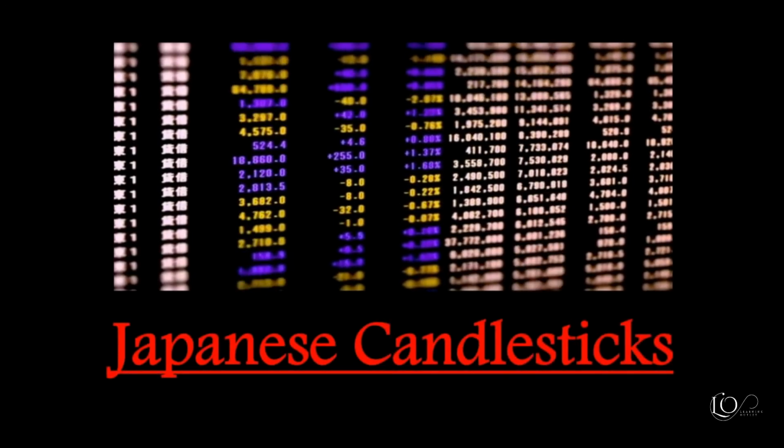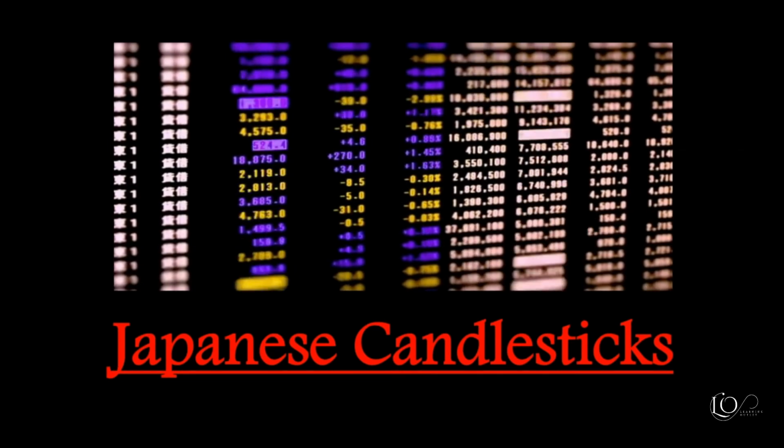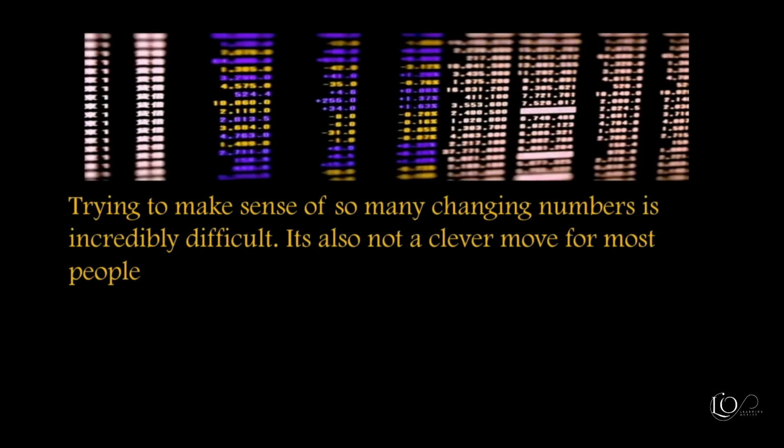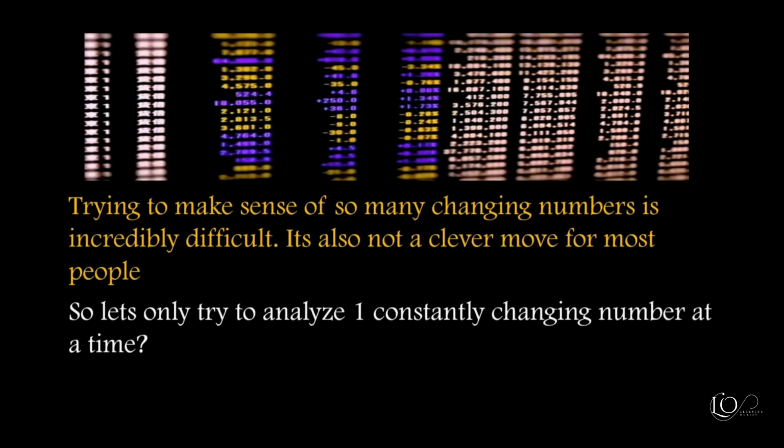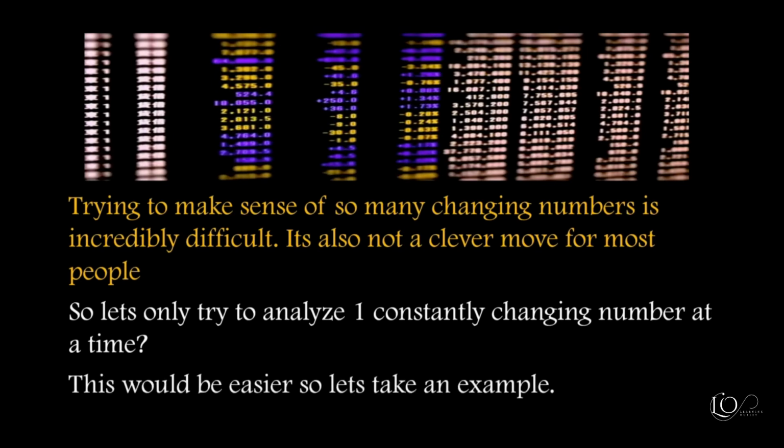Welcome to the world of Japanese candlesticks. Trying to make sense of so many moving numbers is incredibly difficult for a beginner. It's also not a very clever move for most advanced traders. So, let's try to analyze one constantly changing number at a time. That's going to make it a little easier, but then we'll also use an example to do this.